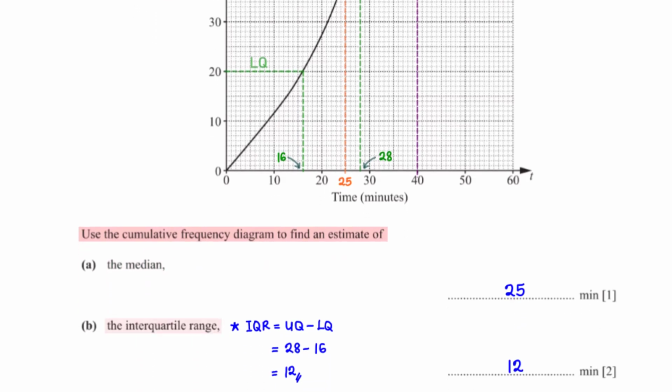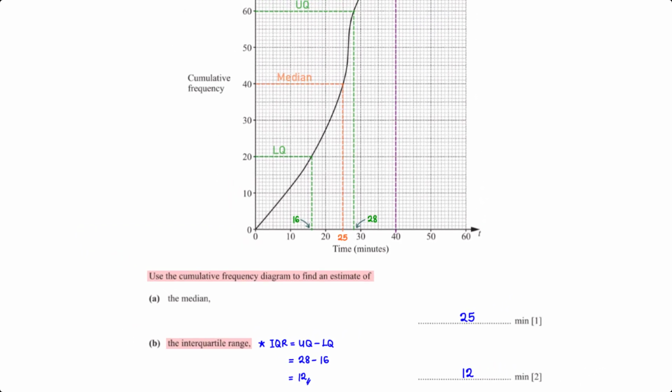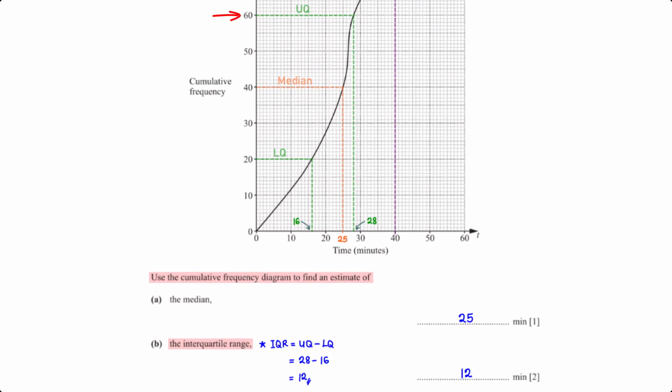Find an estimate of the interquartile range. The interquartile range is equal to the upper quartile minus the lower quartile. To get the upper quartile, we map 3/4 of 80, which is 60, on the diagram. This gives us 28 minutes. To get the lower quartile, we map 1/4 of 80, which is 20, on the diagram. This gives us the lower quartile to be 16 minutes. 28 minus 16 is equal to 12.